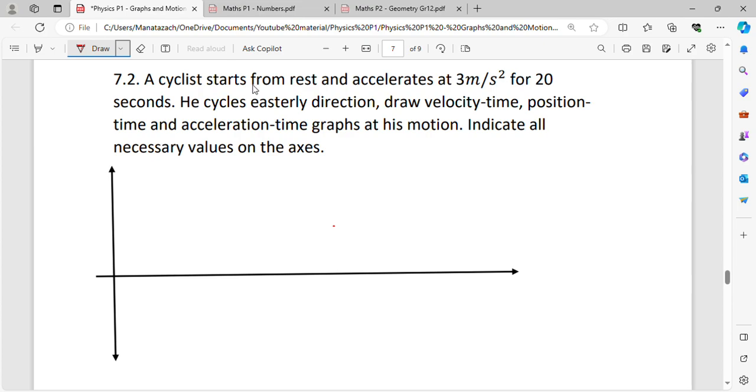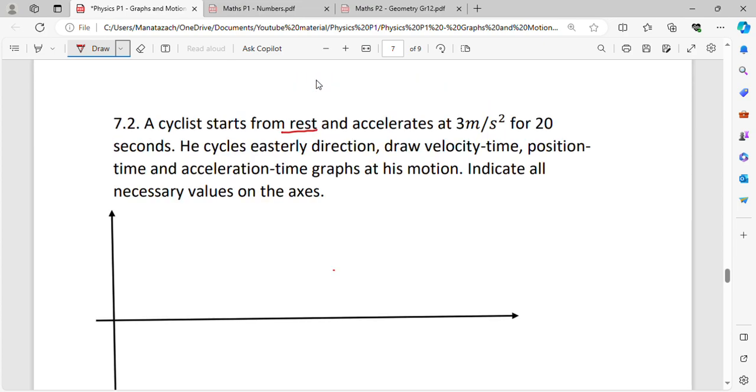A cyclist starts from rest and accelerates at 3 meters per square second. So this means that the velocity is starting from zero. That's what rest means in physics. So let's continue. For 30 seconds, he cycles in an easterly direction. Draw velocity time, position time, and acceleration time graphs of his motion. Indicate all necessary values on the axis.